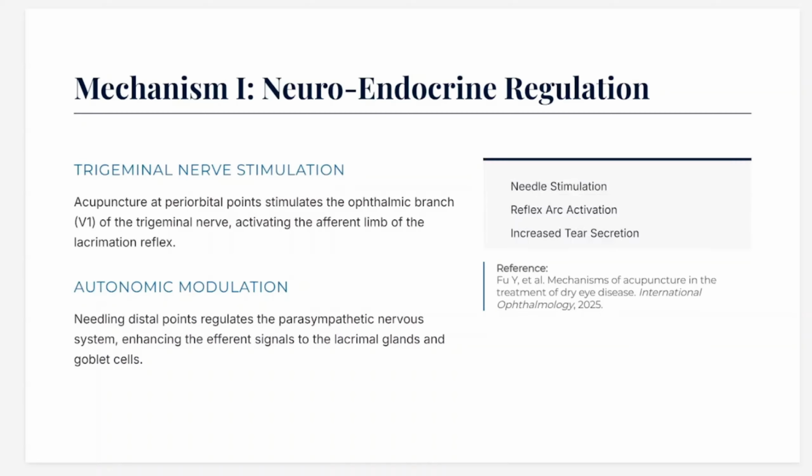Acupuncture also works through neuroendocrine mechanisms. Stimulation of periorbital acupuncture points activates the trigeminal nerve reflex arc. This enhances parasympathetic signaling to the lacrimal glands. As a result, tear secretion increases and ocular surface hydration improves.